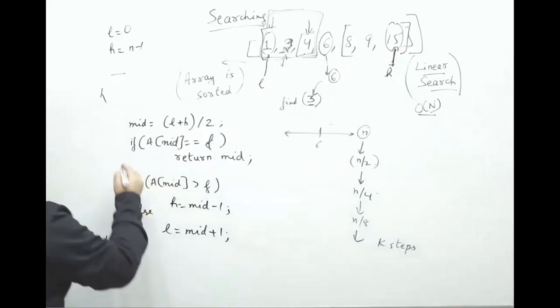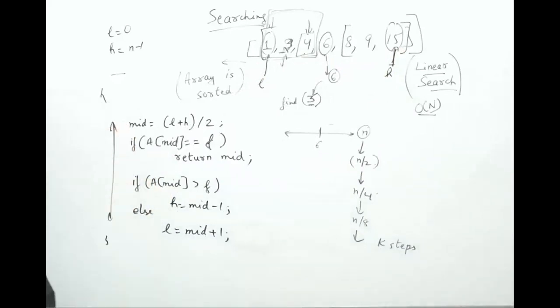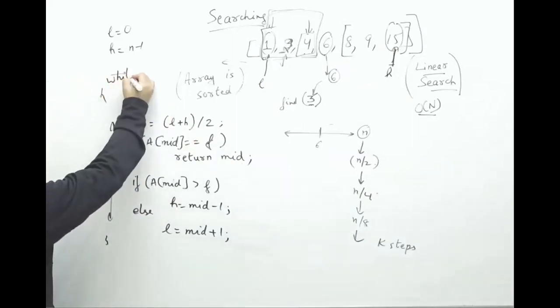Is this idea making sense to everyone? Steps of binary search, yes or no? What should be the loop? When do we need to stop?